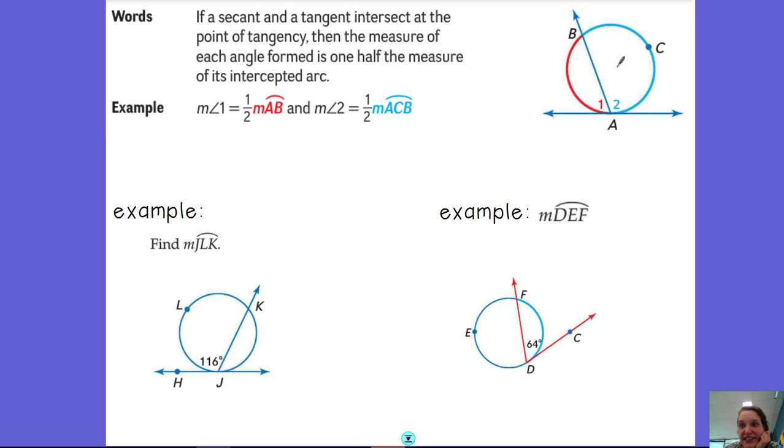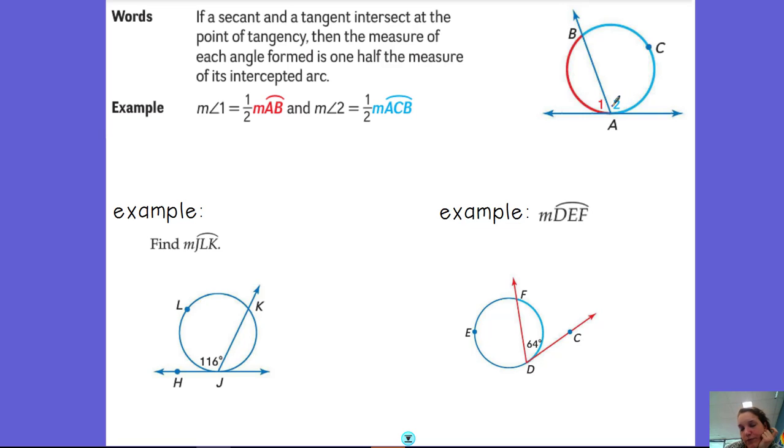The next situation is if you have one secant and one tangent that intersect. So that secant and that tangent are going to intersect at the point of tangency. And when they intersect at that point of tangency, they create these two angles. So this is a straight line. Angle 1 and angle 2 form a linear pair.